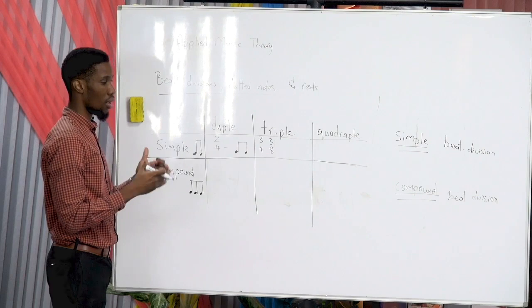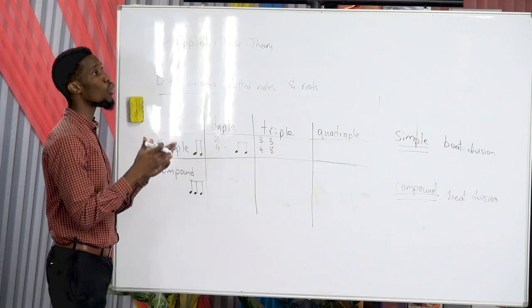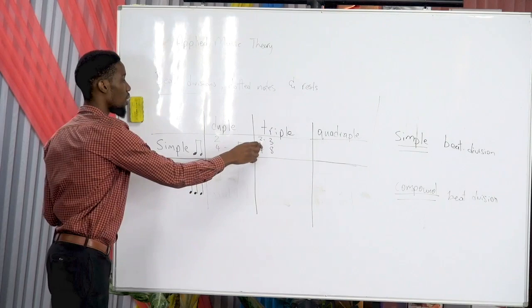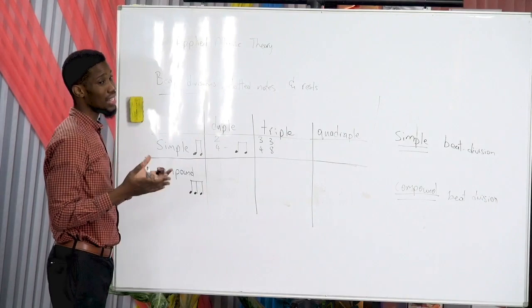The bottom number tells you which type of beat signifies one beat. So this would mean 3 quarter notes per bar. This would mean 3 eighth notes per bar. It's still a triple meter, all right? And this would be the same.